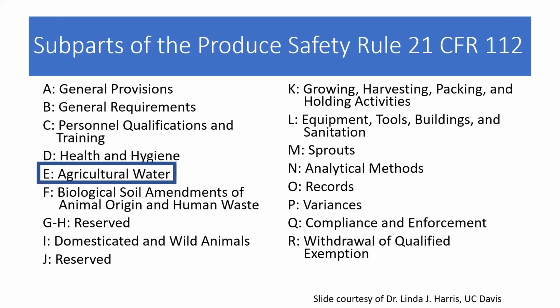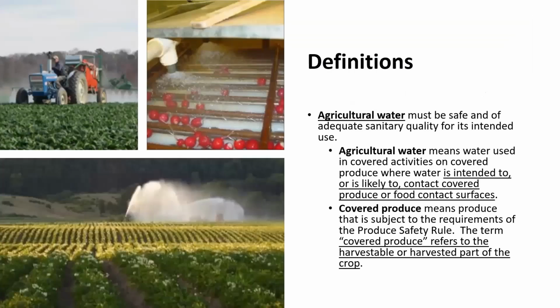You're covered by this regulation or not are really well defined within the produce safety rule. So I'm going to lean kind of heavily on this particular regulation as I go through the talk today. Under the produce safety rule, they do define agricultural water as water that is intended to or likely to contact what they call covered produce. Basically, this is any kind of fruit or vegetable commodity or food contact surfaces. So any piece of equipment where that produce is going to contact, that's a food contact surface.